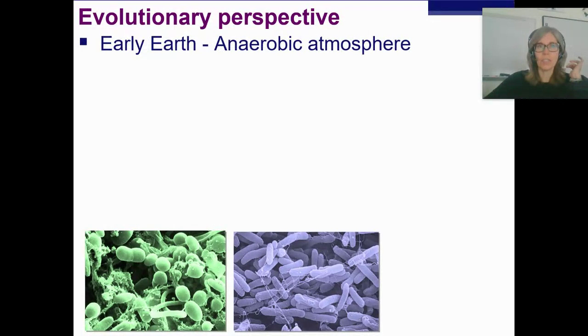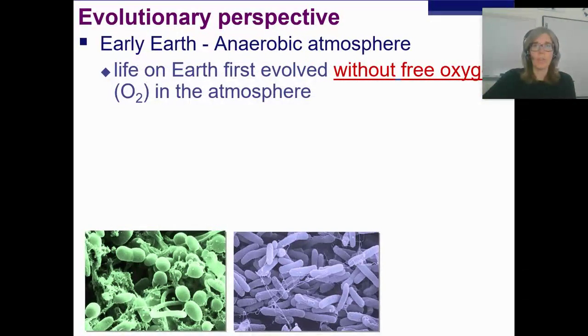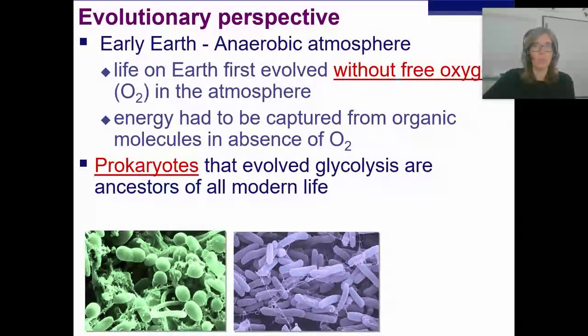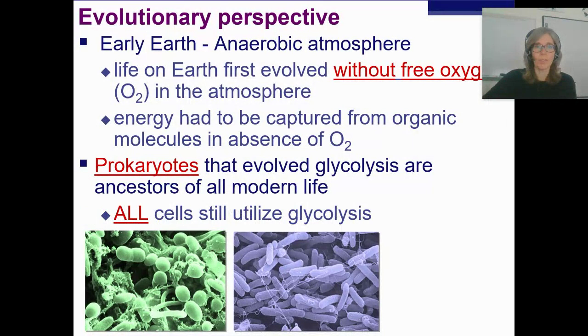Okay, evolutionary perspective, the early Earth was anaerobic. Before we had cyanobacteria making oxygen, the atmosphere was anaerobic. And so this process, because it occurred so early, it occurred without oxygen, so it's an anaerobic process. So life on Earth first evolved without free oxygen in the atmosphere. Energy had to be captured from organic molecules without oxygen. And so the prokaryotes that evolved glycolysis are the ancestors of all modern life. So everybody on the planet right now, all life forms do glycolysis. So all cells still utilize glycolysis, and that's important.